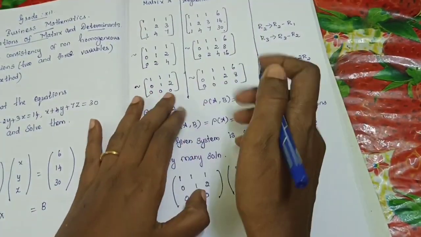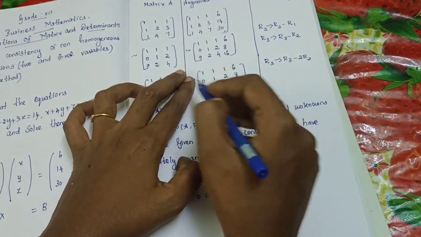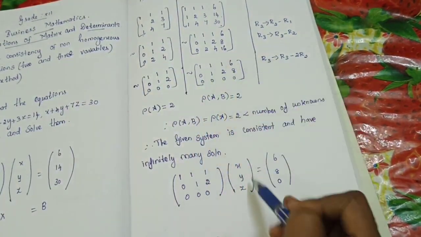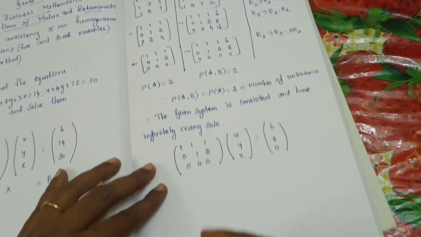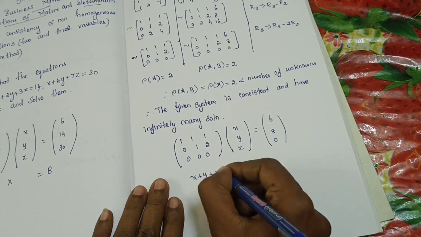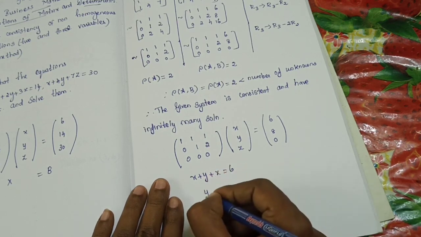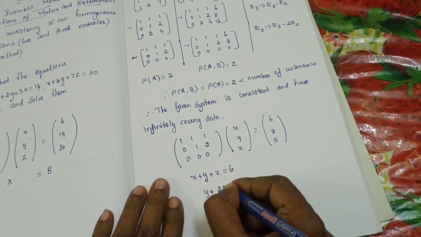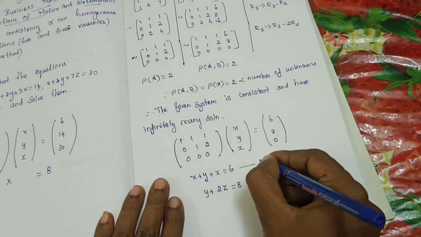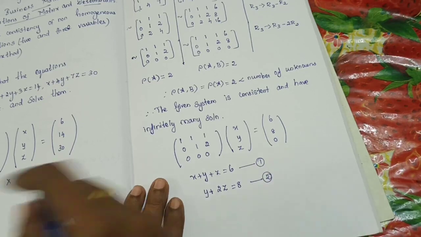So you change it, is it right? This one alone you need to write again in the form of AX equal to B. So this 3 as A, X, Y, Z, 6, 8, 0. Now how will you form the equations? X plus Y plus Z is equal to 6. Then Y plus 2Z is equal to 8, is it right? So let us consider this equation as 1 and this equation as 2.